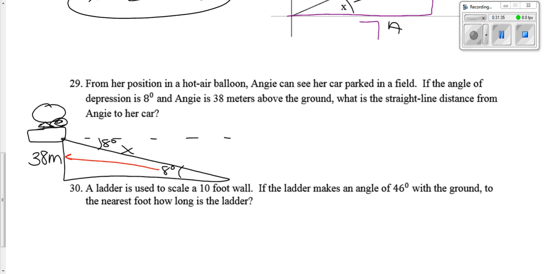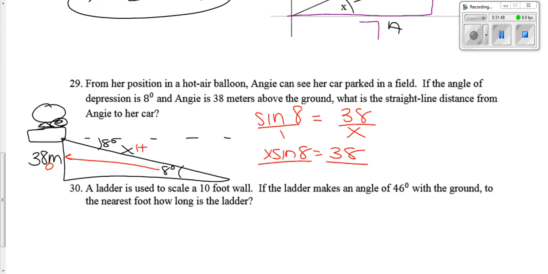So then the 38 is our opposite. X is our hypotenuse. So sine of 8 equals 38 over x. Cross multiply, x sine 8 equals 38. Divide by the sine of 8. So x is 273.041 meters.